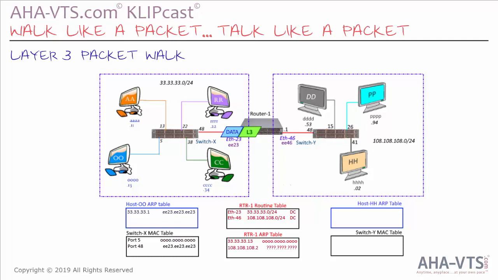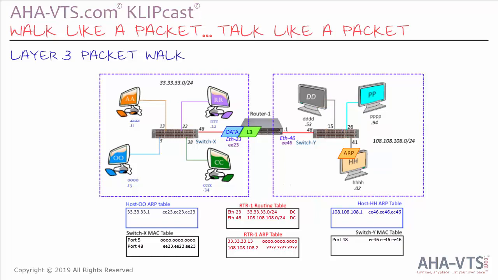Router 1 doesn't know the MAC address of host HH and therefore must send an ARP request. So, router 1 constructs an ARP request to determine the MAC address for the IP address of 108.108.108.2. When switch Y receives the request, it makes note of router 1's MAC address and the port in its own MAC address table, then floods the request out all ports, with the exception of the port on which the request was received. Hosts DD and PP drop the request as the IP address in the request is not theirs. Host HH will accept the request and update its ARP table accordingly with the MAC address of router 1.